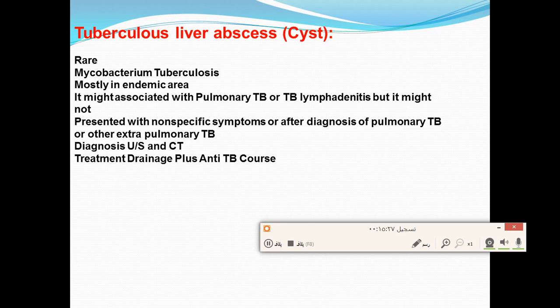In this slide we are going to speak a few words about tuberculous liver abscess, which is a cyst as well. It is a rare one caused by Mycobacterium tuberculosis. It happens mostly in endemic areas. It might be associated with pulmonary TB or tuberculous lymphadenitis, but it might not. Tuberculous liver abscess presents with non-specific symptoms or after diagnosis of pulmonary TB or other extrapulmonary TB. Diagnosis is by ultrasound and CT scan; treatment is drainage plus anti-TB course.